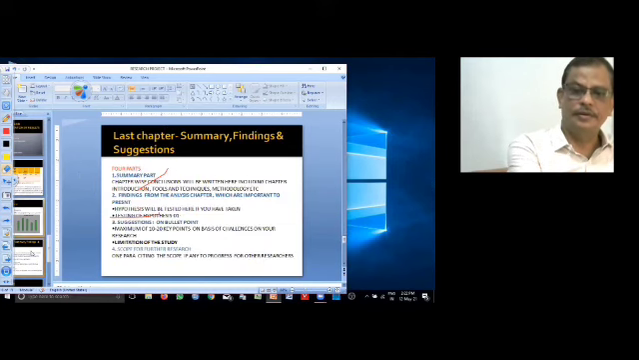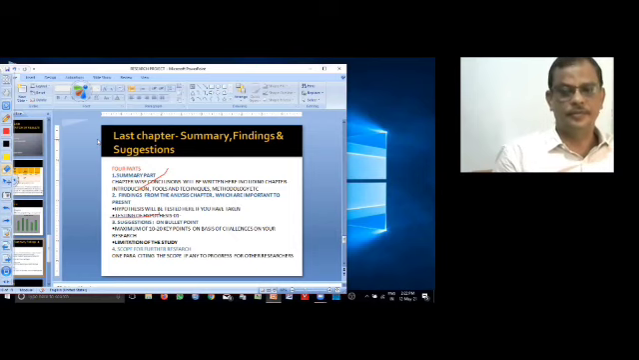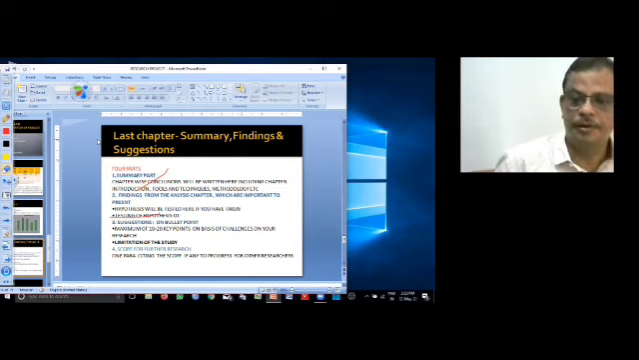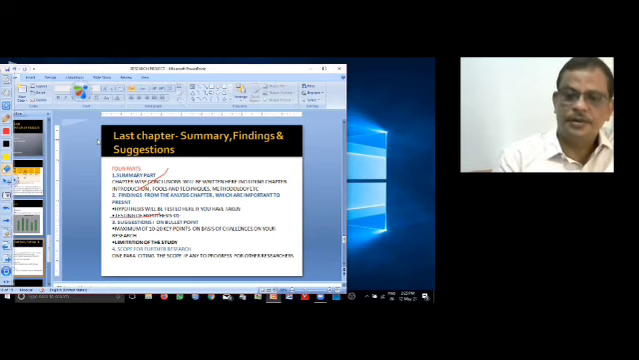Then come to the last chapter. The analysis is over, that is the fourth chapter. The last chapter contains your summary, findings, and suggestions. What are the things you have to mention there? Four parts are there. Number one is your summary part. Number two is the findings part. Number three is the suggestion part. And number four is your scope for further research. So four things are there.